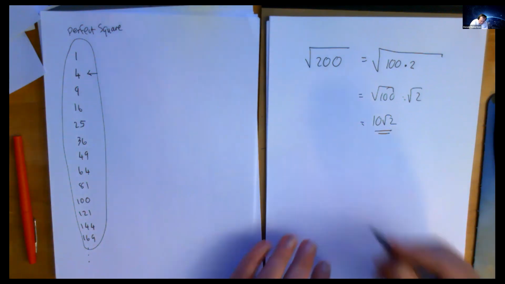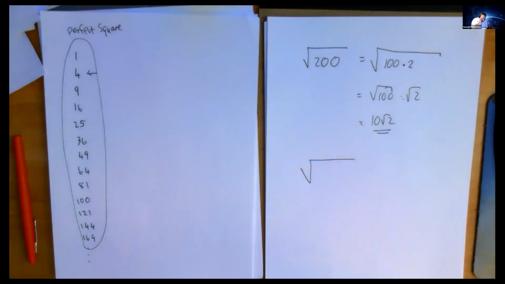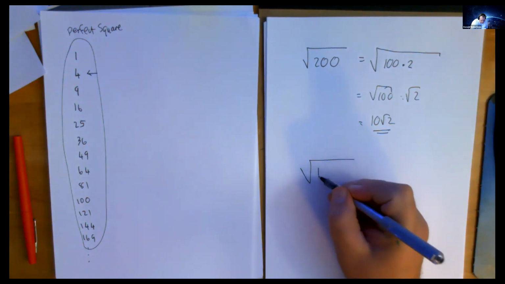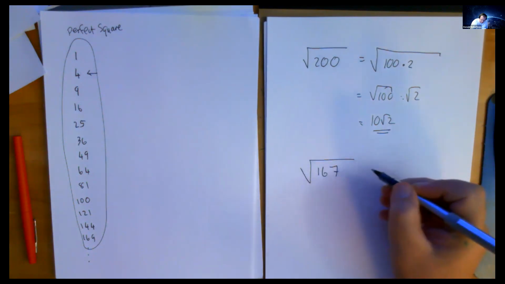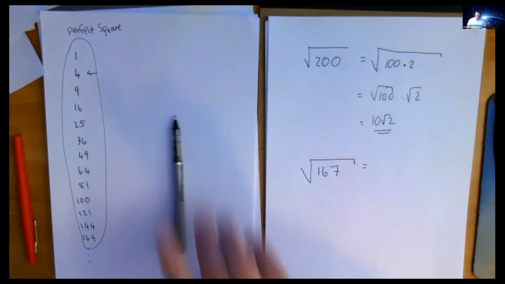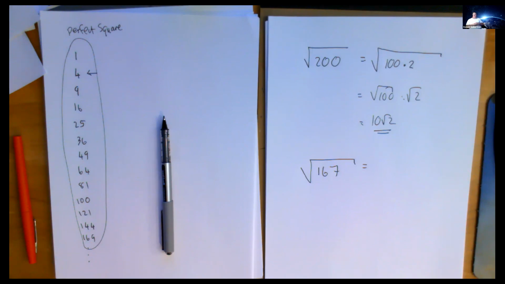I'm just going to give you one to have a shot at. So give me a minute to figure out some number that's going to work. Simplify the square root of 167.